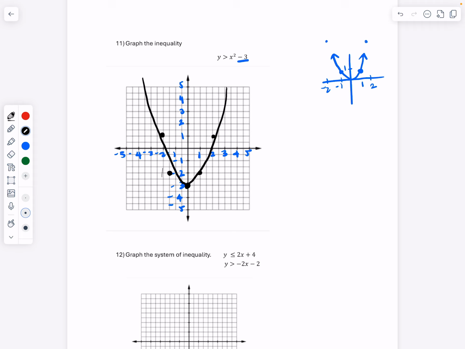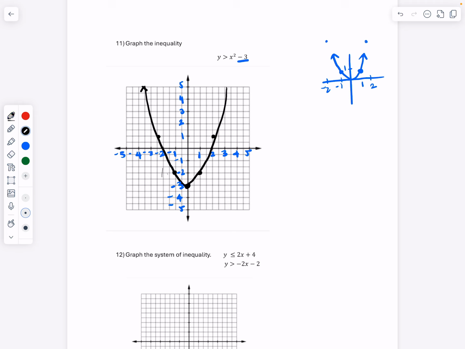Oops, let me see if I can do that again. I kind of missed the point there. I erased some of this stuff, so I'm just fixing it really quickly. Now let me do that again, and there we go. Now that looks better.